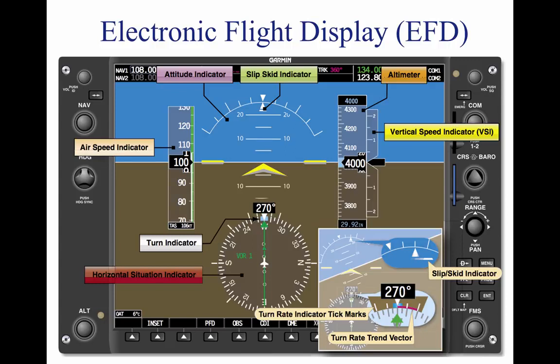The turn rate indicator is typically found directly above the rotating compass card. Tick marks to the left and right of the lubber line denote the turn, standard rate versus half-standard rate. Typically denoted by a trend line, if the trend vector is extended to the second tick mark, the aircraft is in a standard rate turn.